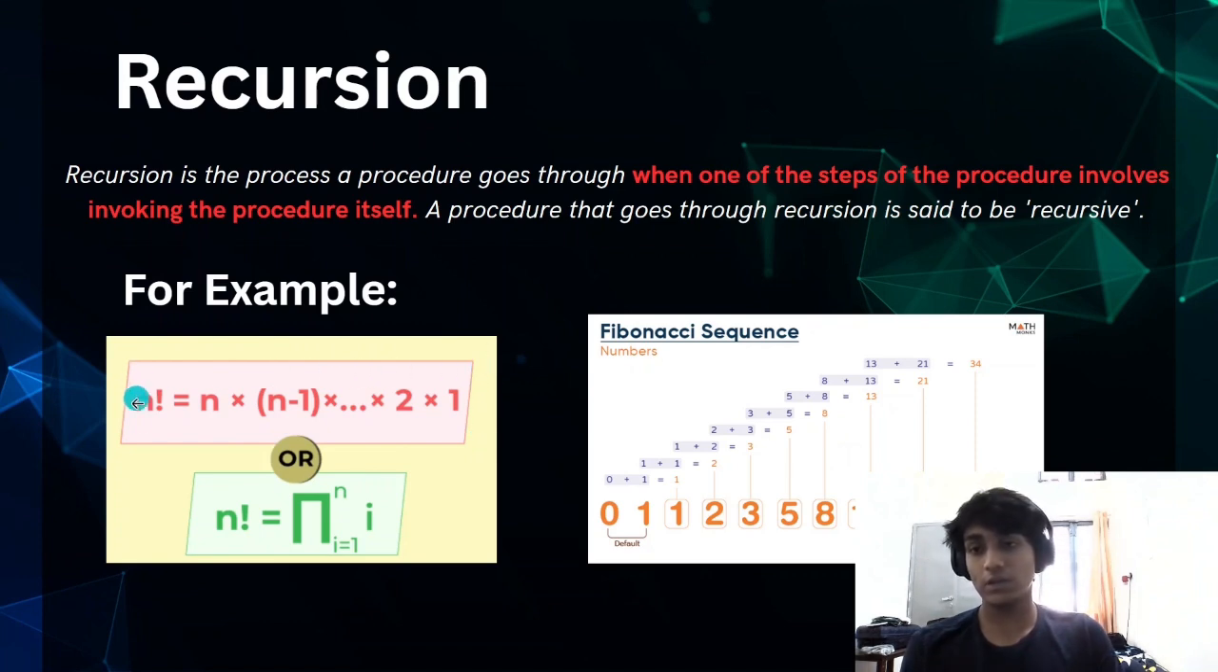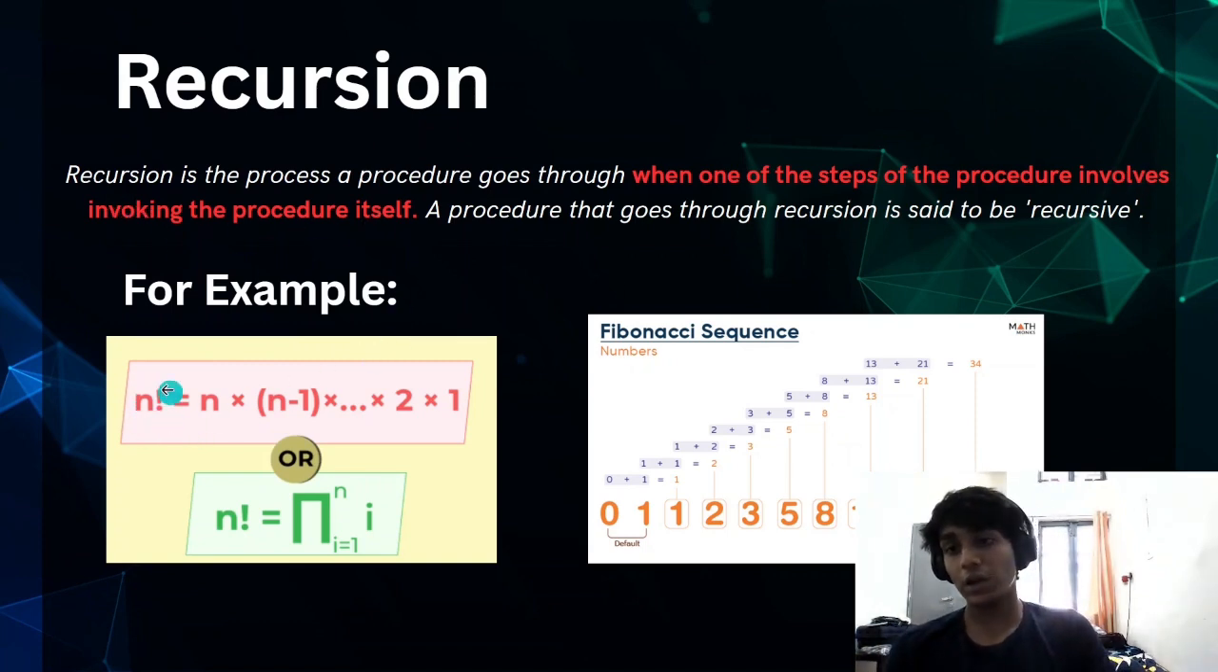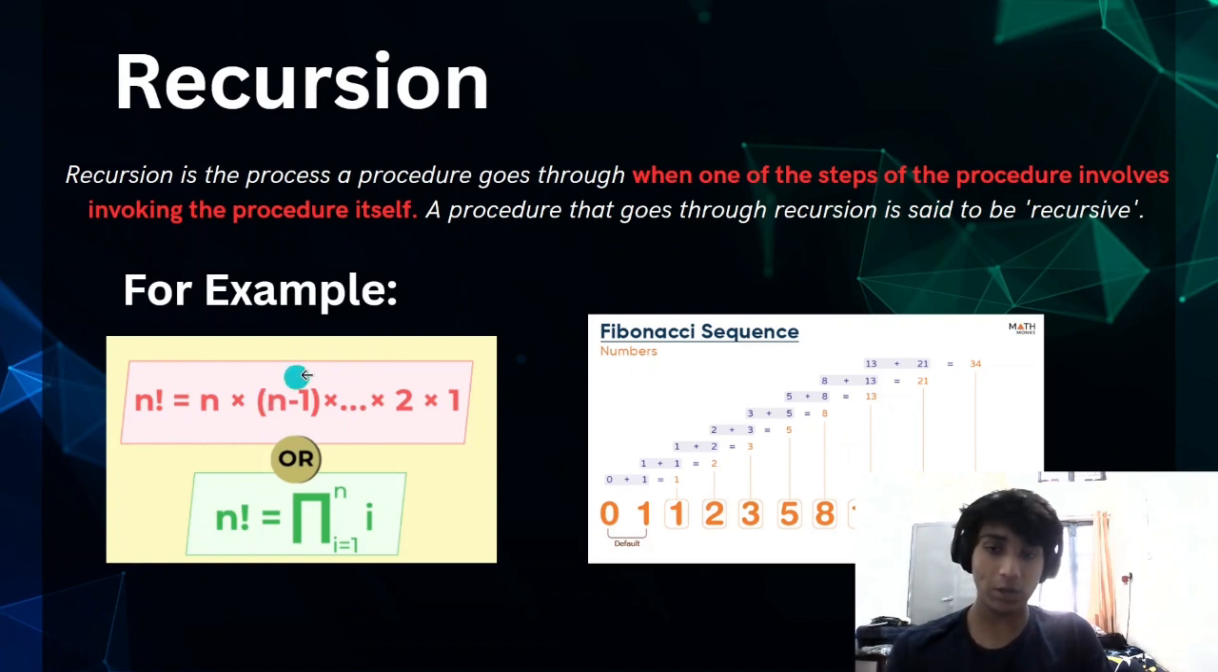This is how a factorial function is defined: n factorial is n into n minus 1 into n minus 2 and so on till 1. And just from looking at this, you can see n factorial is n into n minus 1 factorial. Referring to the definition once again, when one of the steps of the procedure involves invoking the procedure itself. So when you're finding n factorial, you're also going to need n minus 1 factorial. So in the process of finding n factorial, you're also invoking this procedure again, but for n minus 1. So according to this definition, this is a recursion.